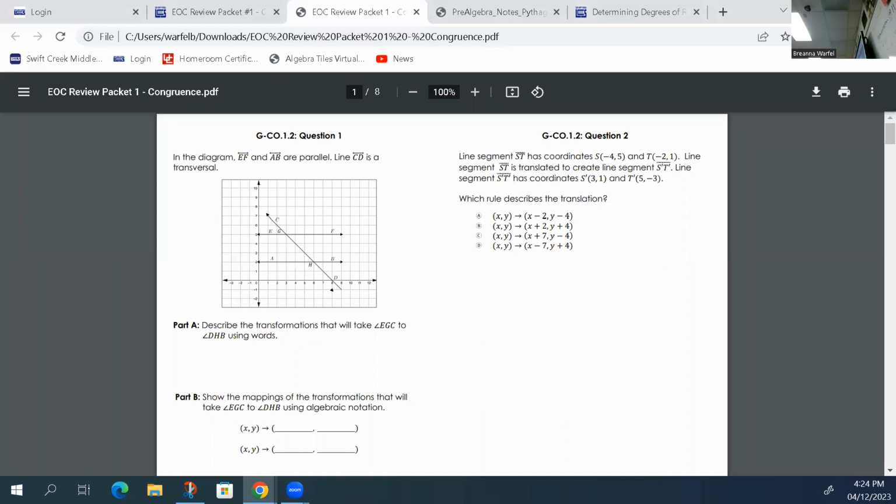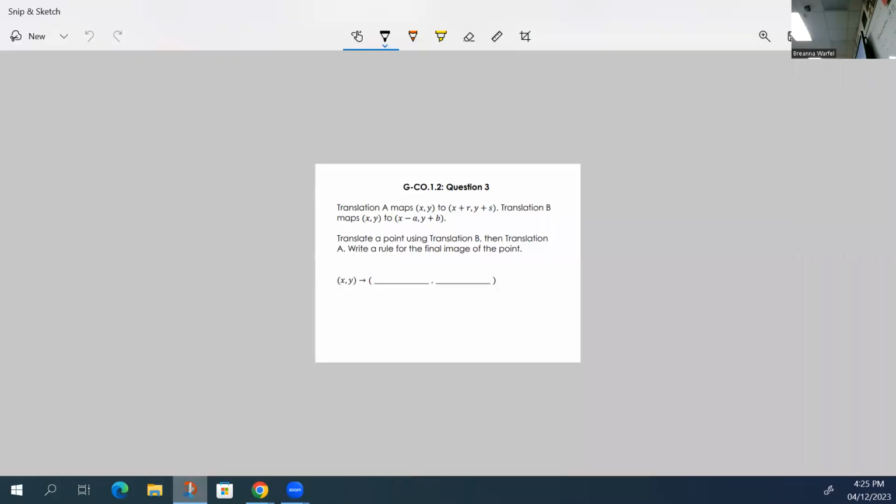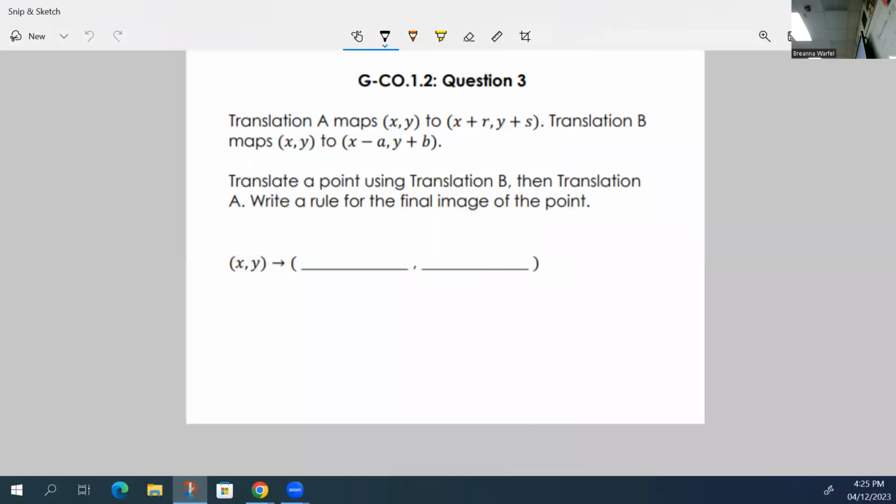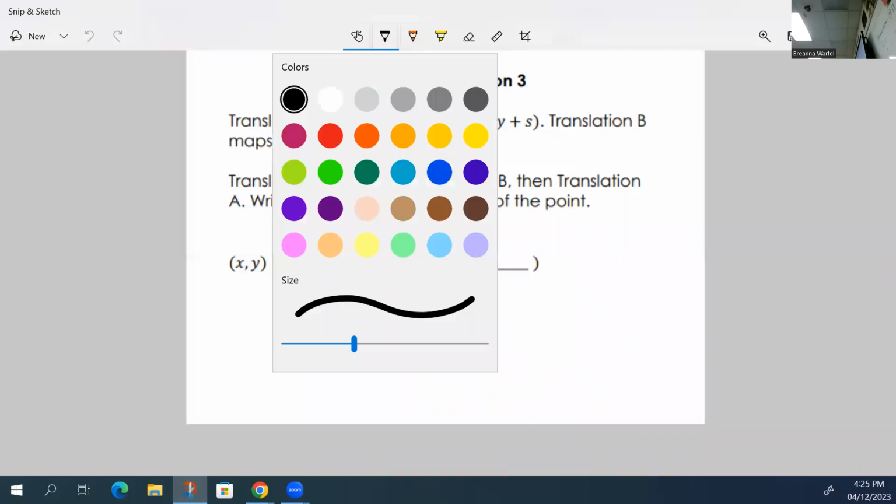Okay, so we're going to go over some of the problems on your EOC packet number 1 answers. So let's go ahead, go to number 2. This is your number 2. All right, so this one is weird. It's not hard, it's just a little oddly worded.